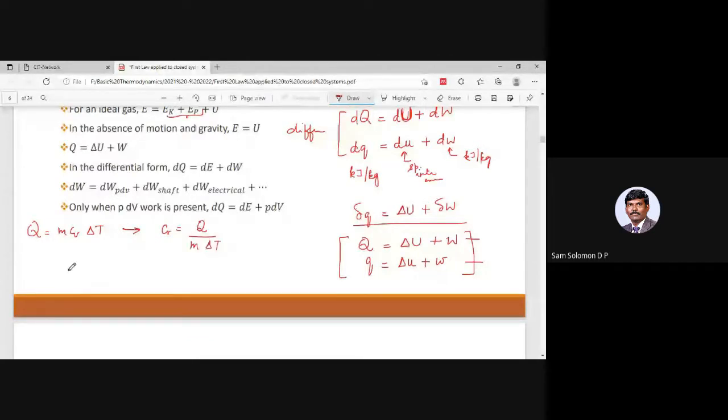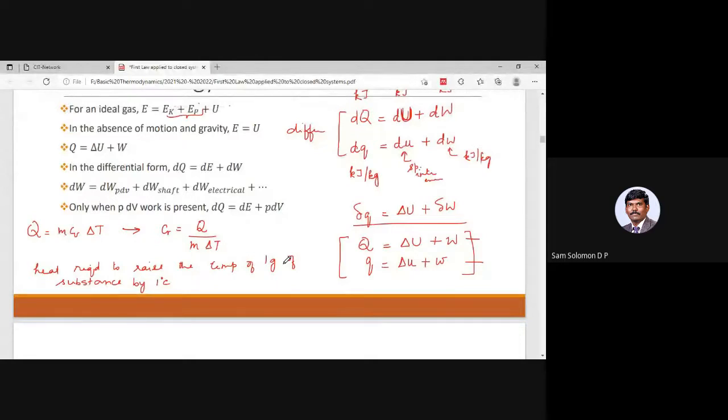So people normally define the specific heat at constant volume as the heat required to raise the temperature of 1 gram of a substance or 1 kilogram of a substance by 1 degree centigrade. So this is the definition that you would have studied. So this is your specific heat.